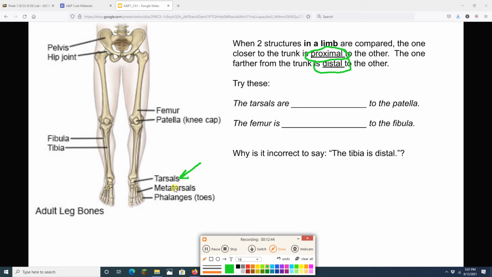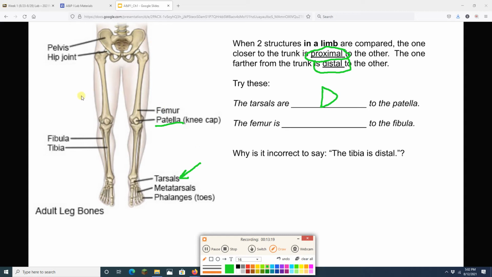And I want you to tell me, I'm going to make you guys do both these, okay? The tarsals are blank to the patella. The patella, of course, is your kneecap right there. The tarsals are blank to the patella. So I'll give you 2 seconds, and let's walk through it here. Well, the tarsals are farther along the limb, farther from the trunk, so the tarsals must be distal to the patella. Perfect.